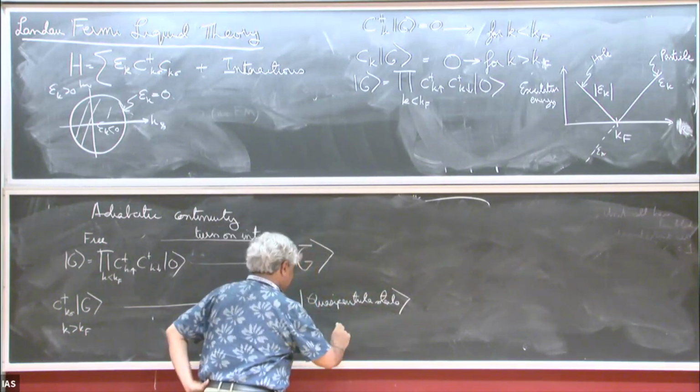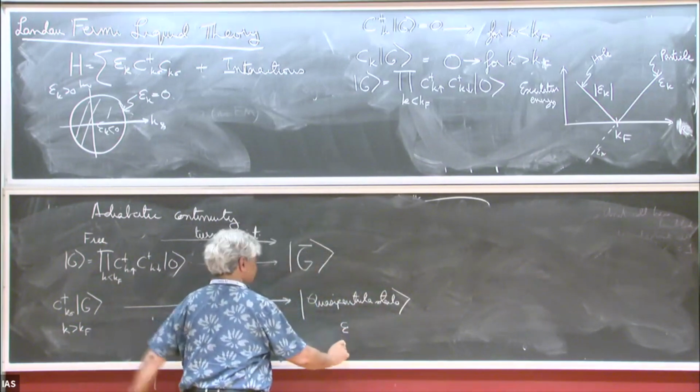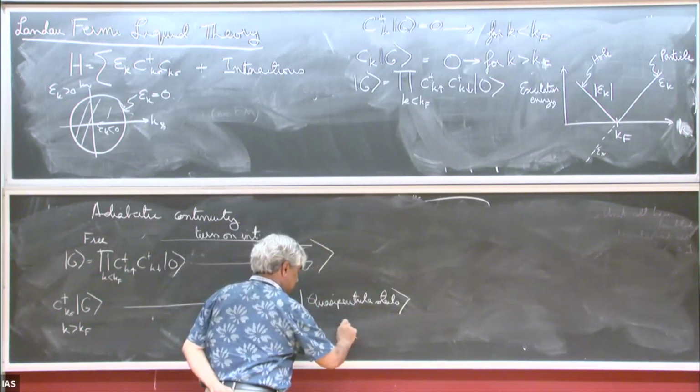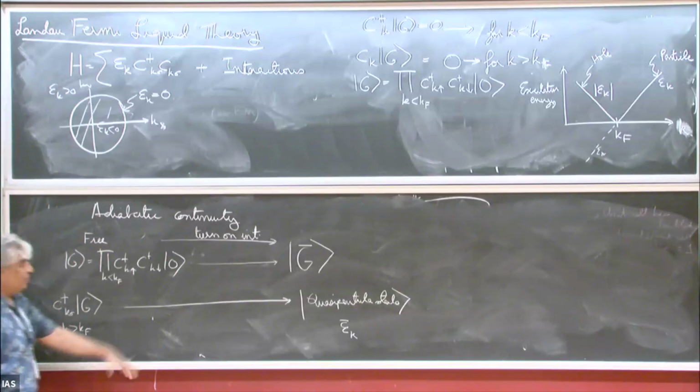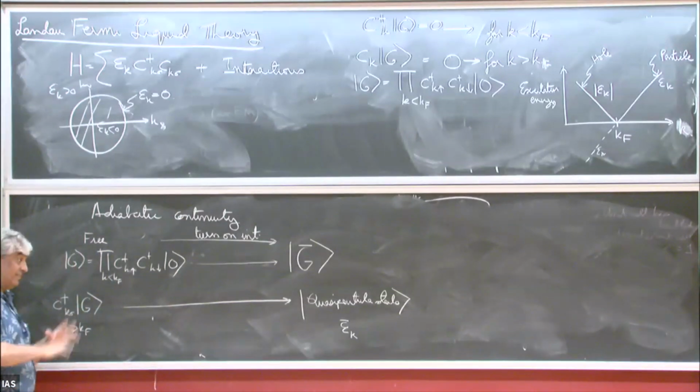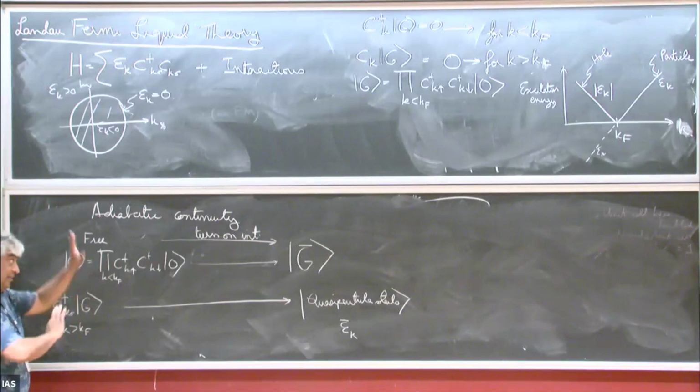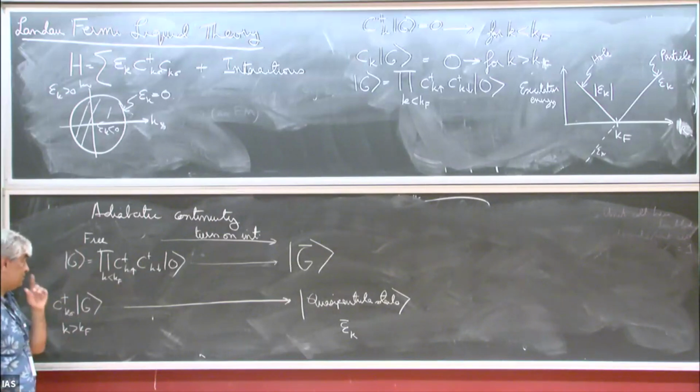We will have some other energy, which will be a function of the momentum K, E bar of K or something. So there's a quasi-particle that has charge +1, since I'm conserving particle number. That's key to everything here, conservation of particle number.